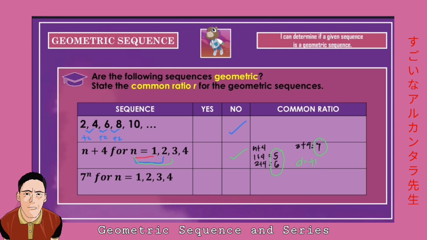Now, how about for the last example, 7 raised to n? So 7 raised to n, basically the exponent is the one that we're going to change. So our first example could be 7 raised to 1, that's equal to 7. 7 raised to 2, that's equal to 49. 7 raised to 3, that's equal to, wait, 343. Then 7 raised to 4, wait.